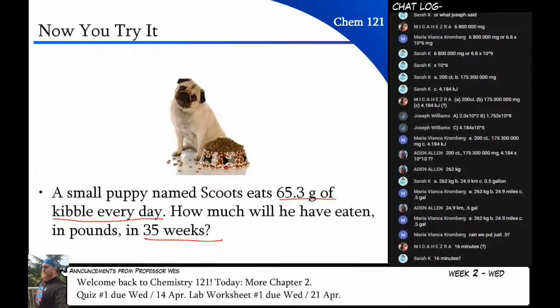I'm going to let you figure it out. 5 more minutes. Good luck. We're all counting on you. Scoots is counting on you. Don't buy him too few. If you buy him too little food, he will starve. And you wouldn't want him to starve, would you? That would be bad.